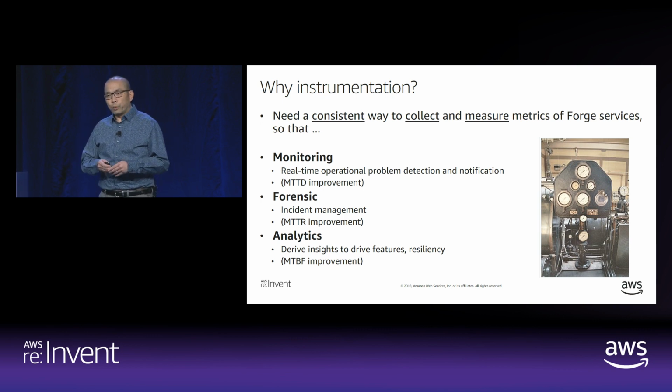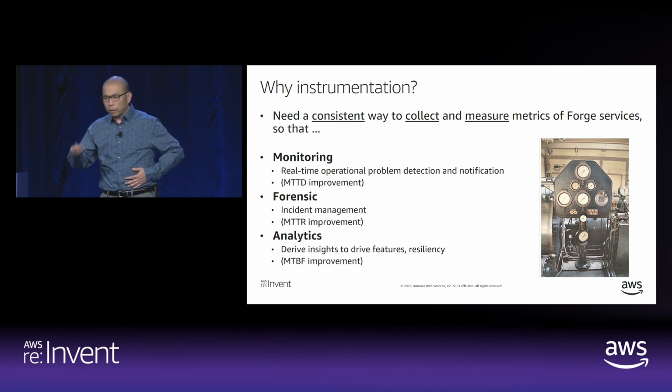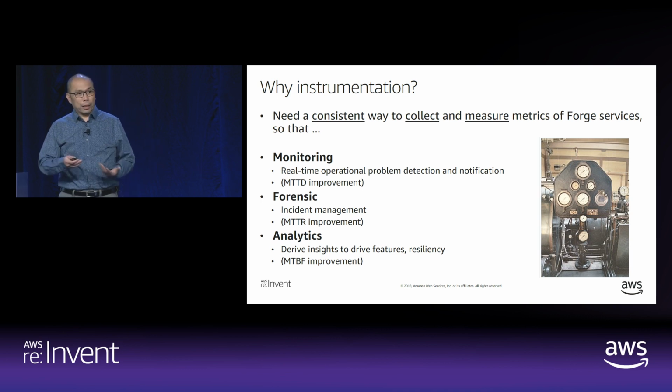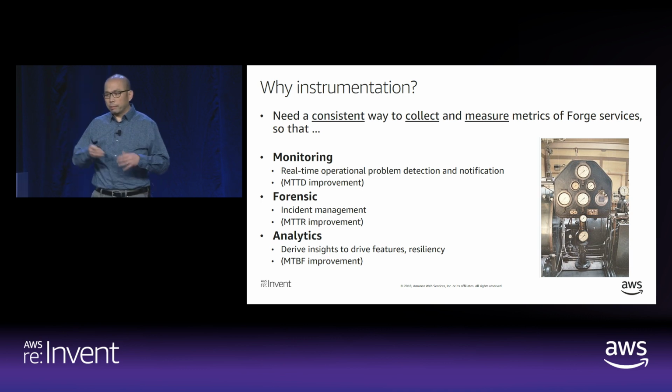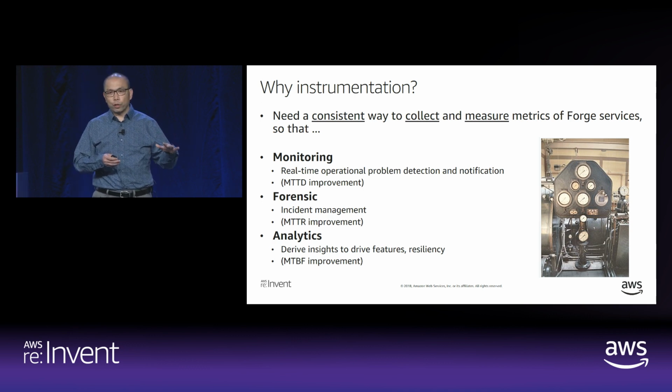So in order for us to help our customers to have an excellent experience using our product, we got to be able to know about what's going on in our ecosystem. So we must have a way for us to consistently collect metrics so that we can do the following things. So these are the three major categories of goals that we want to achieve.